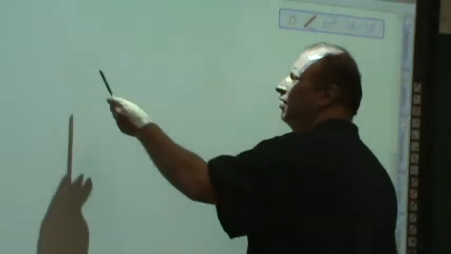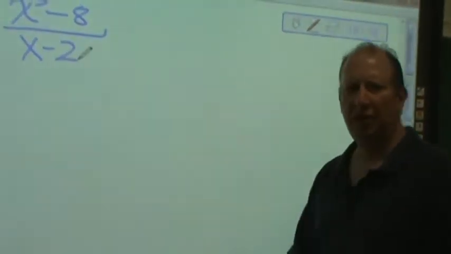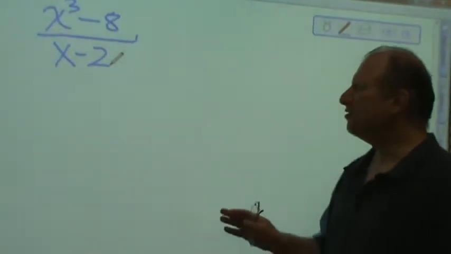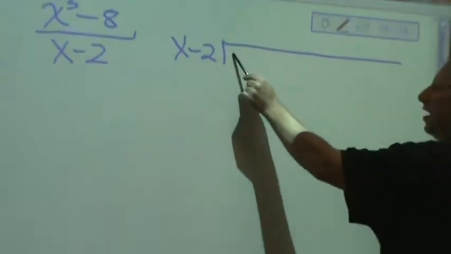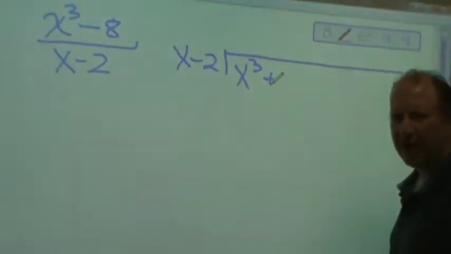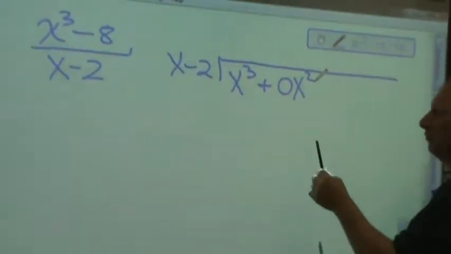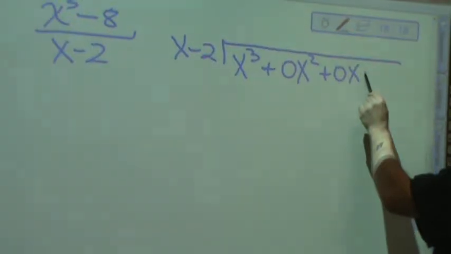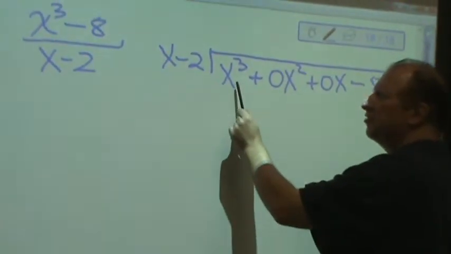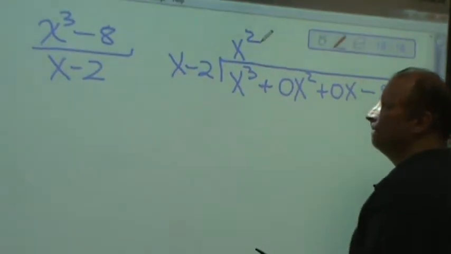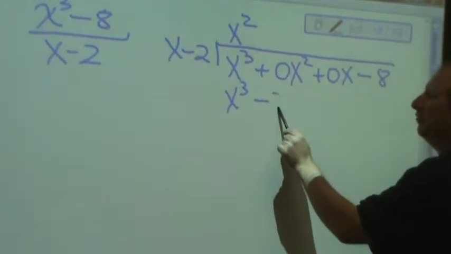The example I'm going to use is x cubed minus 8 over x minus 2. Let's start it off again in the exact same way. x cubed minus 8. If we look at this, how many x squares do we have there? None. So I'm going to actually write in 0x squared, because I'm going in descending order all the way to the ones column. Plus 0x minus 8. Now let's go through this in baby steps. x goes into x cubed x squared times. x squared times x is x cubed. x squared times negative 2 is negative 2x squared.